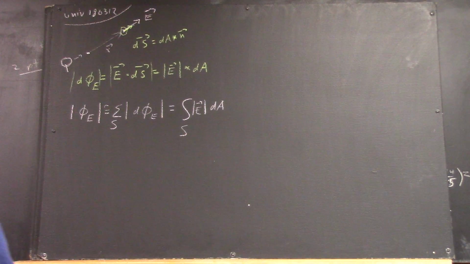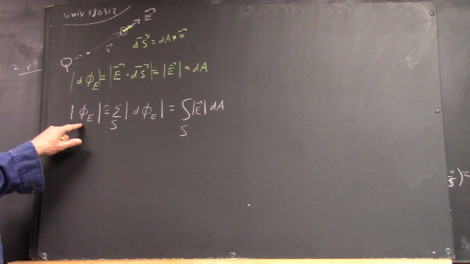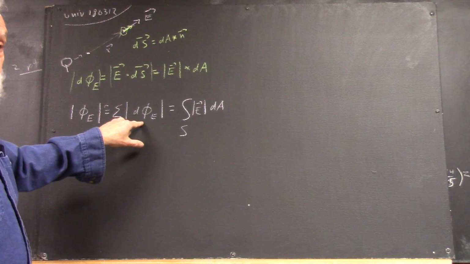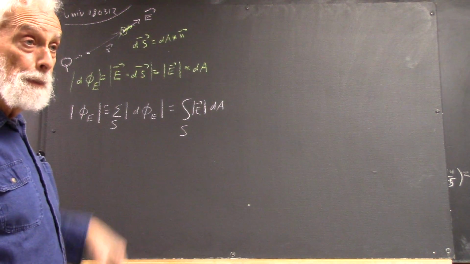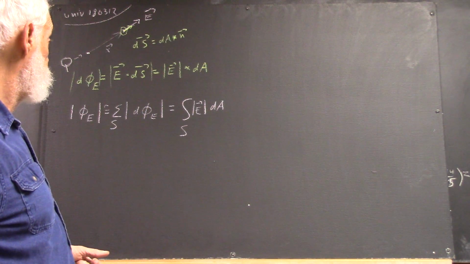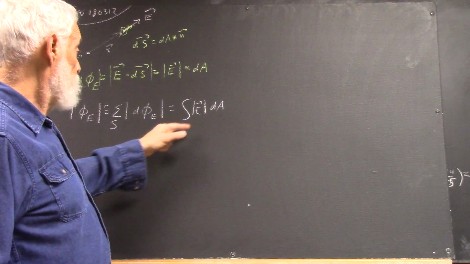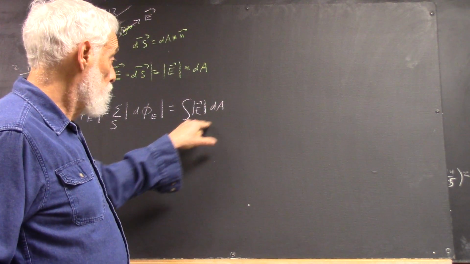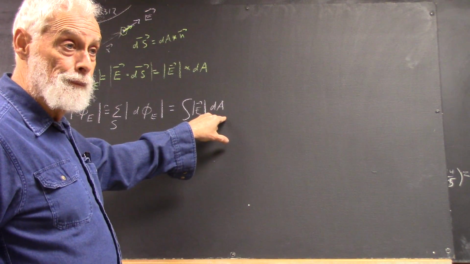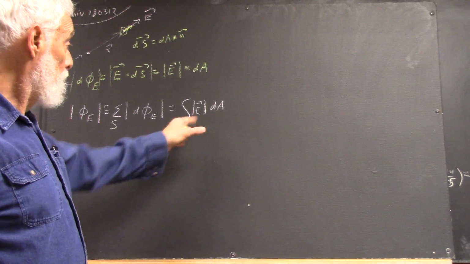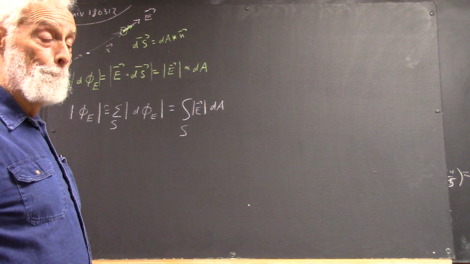Okay, so we can say that the magnitude of the total flux is approximately equal to the sum of all the contributions, right? And that approaches the integral over the surface of the magnitude of the electric field times the area, right? Well, what's that integral? What can you tell me about the magnitude of the electric field?